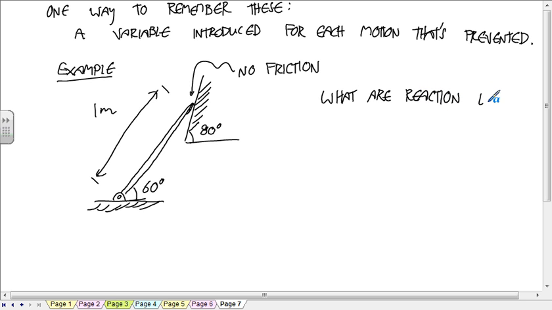Oh, and as the way I have it right there, the answer is 0. So let's put some weight in there. Let's say the mass is 100 kilograms. What are the reaction loads on the bar?